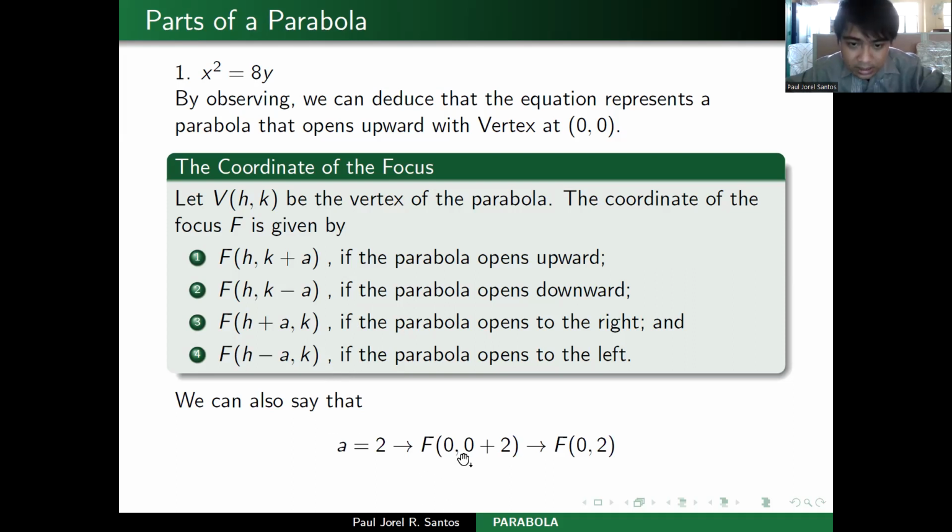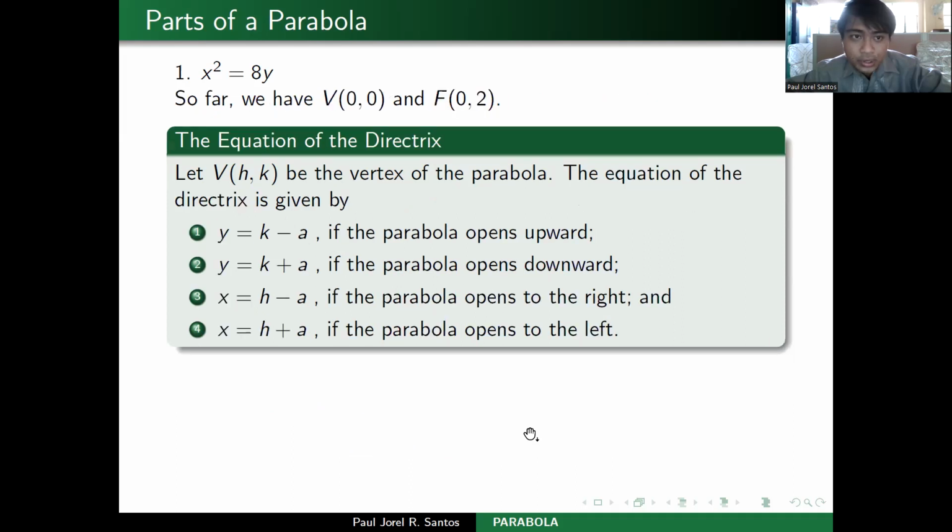This is the substitution part. F has the coordinates (0, 2), because 0 is the value of h, and 0 is the value of k plus a, which is 2. So it will give us (0, 2). By the way, I just write it on the upper portion so that we cannot forget the coordinates of the focus.